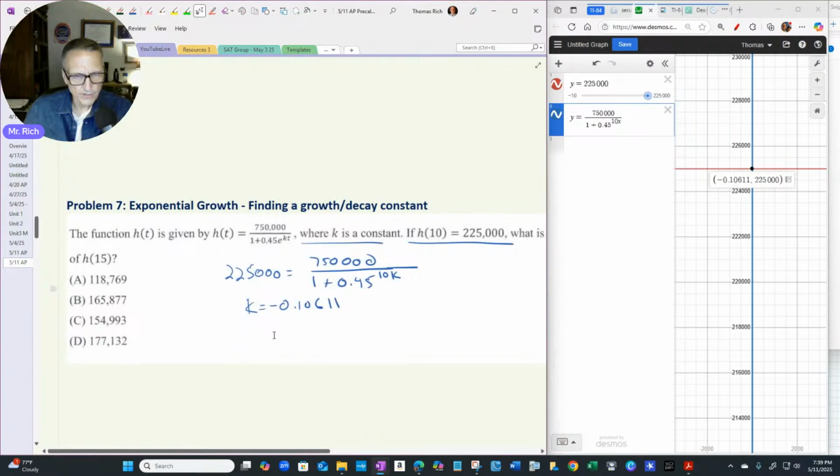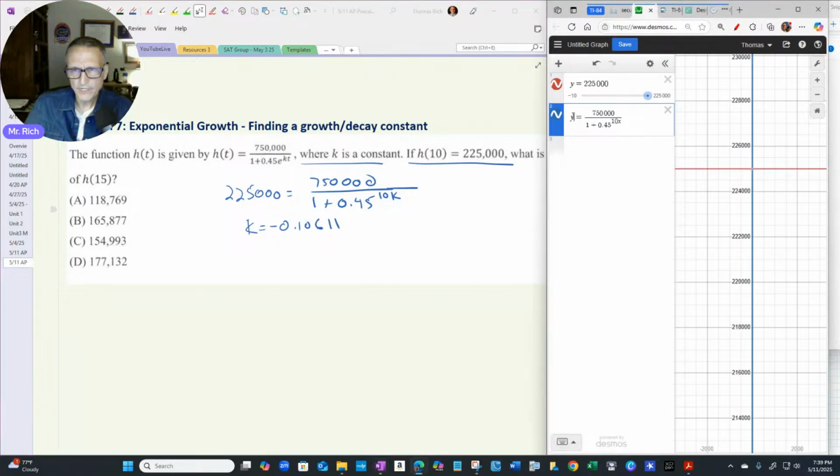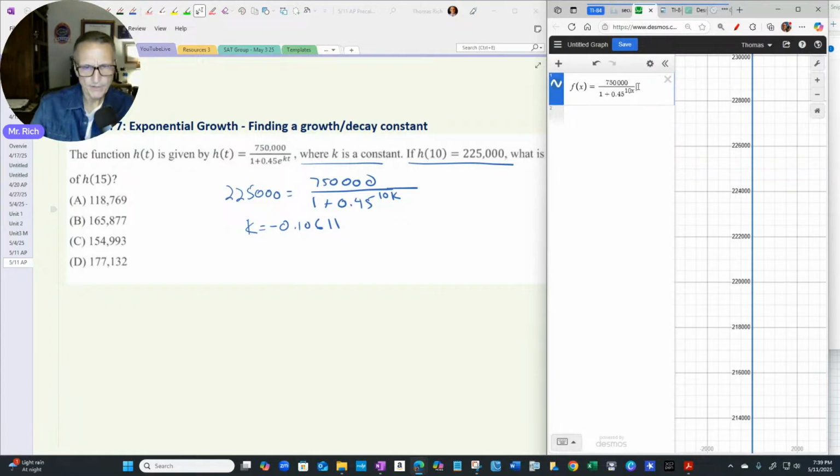Then that means I know the complete function is h of t, but the k is now that. So I'm actually going to come up here and call this now f of x. And I don't need this anymore. I'm just saving myself time here by putting this in now and making this equation raised to the negative 0.10611x. Like that. And then I can say, what's f of 15?